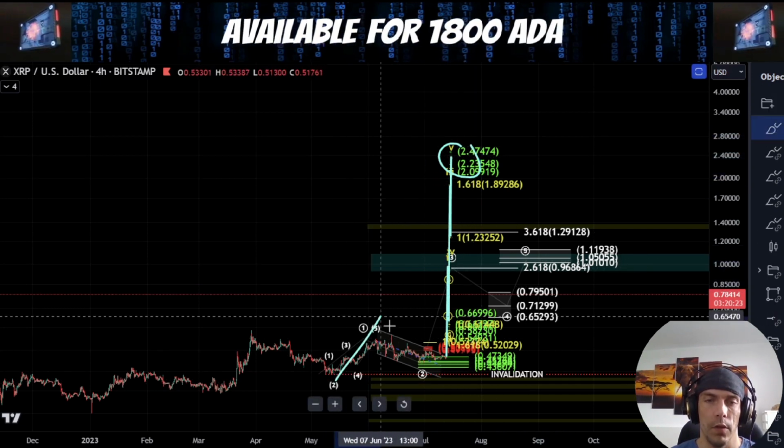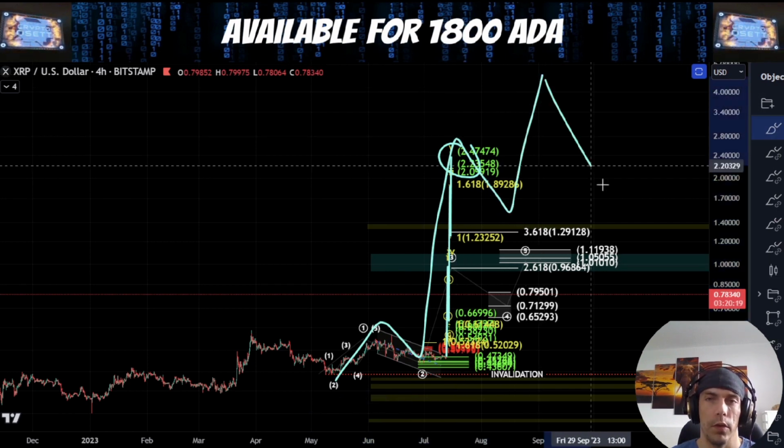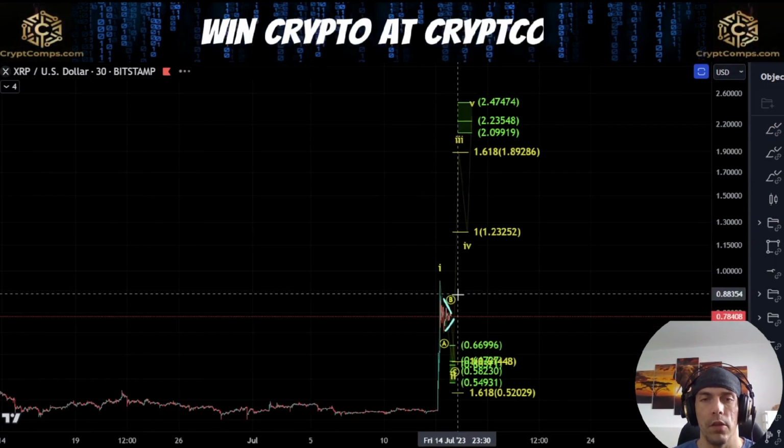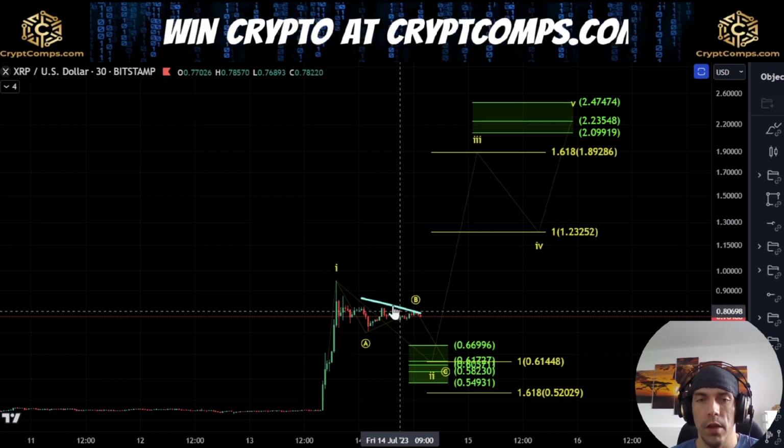So it would mean that this becomes 1, 2, all of this becomes 3, we'd then look for that 4th and that 5th, and then we'd be looking for those additional 4ths and 5ths. So that's how we'd want to see this actually play out if we're looking for a bigger push to the upside and a bigger impulse here.